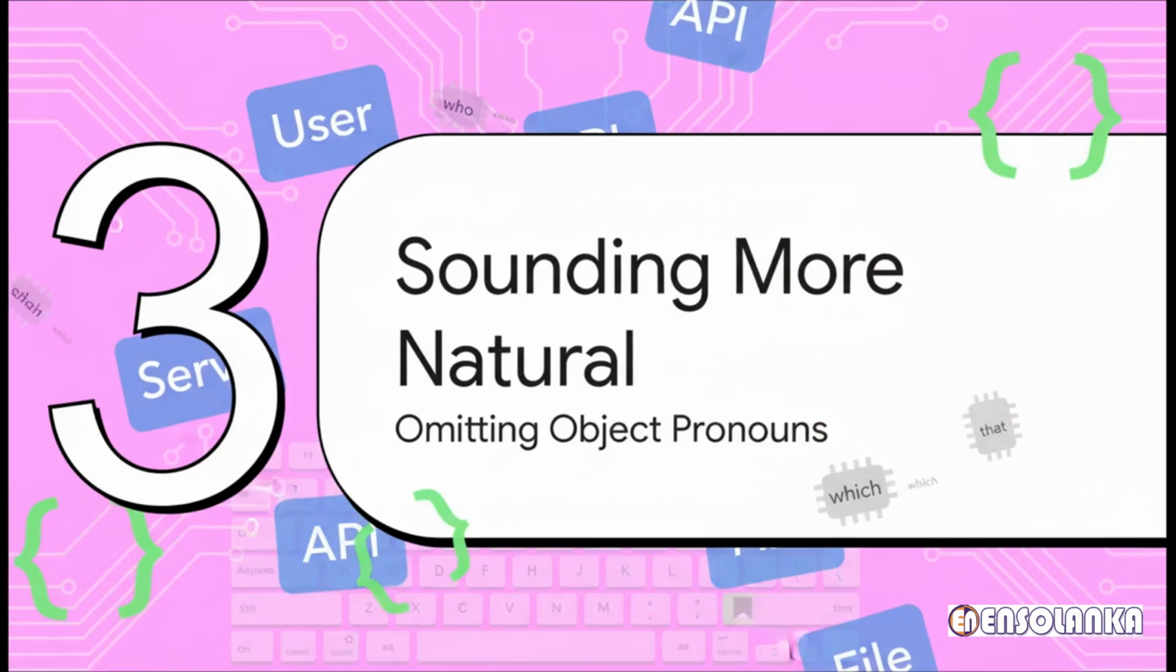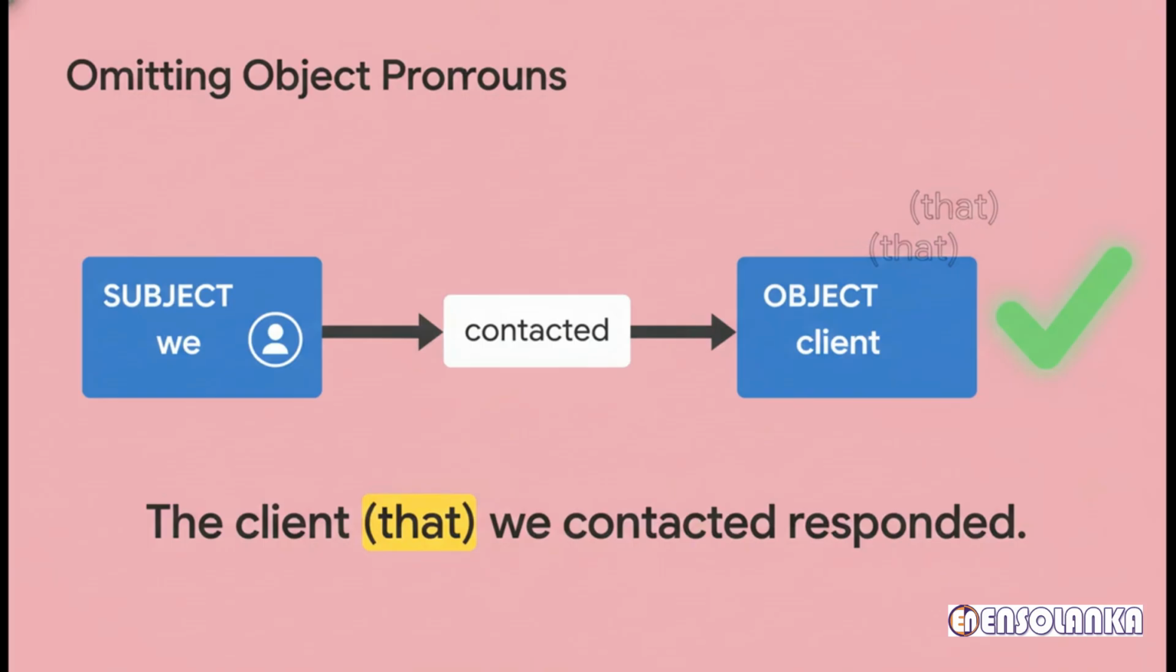Okay, ready for a pro tip? If you really want your technical English to sound more fluid, more natural, like something a senior dev or a native speaker would write, this next part is absolutely key. It's all about knowing when you can leave a word out to make your sentences cleaner. So here's the secret. You can actually drop the pronoun, that, which, or who, but here's the catch. You can only do it when the noun you're describing is the object of the action in the clause.